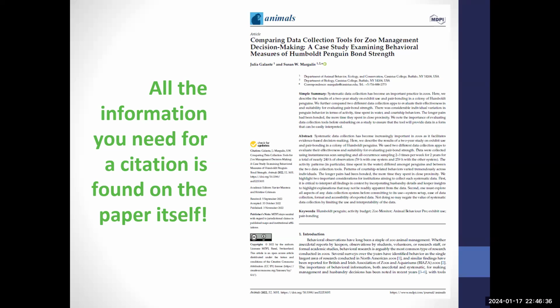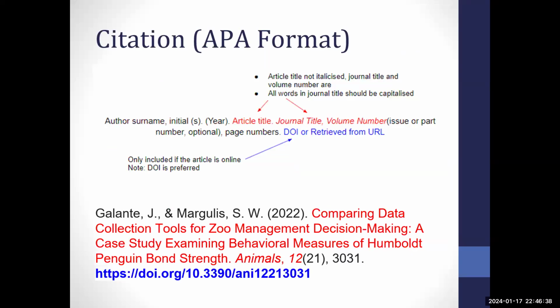Okay, so what are all these things that I was just talking about? This slide shows us the basic APA formatting rules. You can see that in order to properly format your citation, you're going to have to start out with the author's surnames and initial, followed by the year in parentheses, followed by the article title, followed by the journal title, followed by that volume number, and then the page numbers and the DOI.